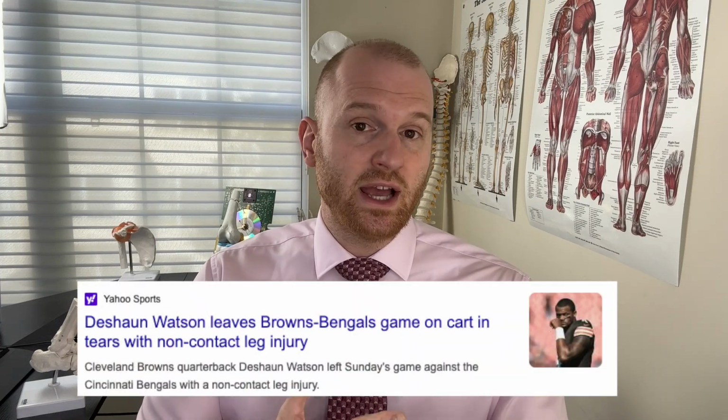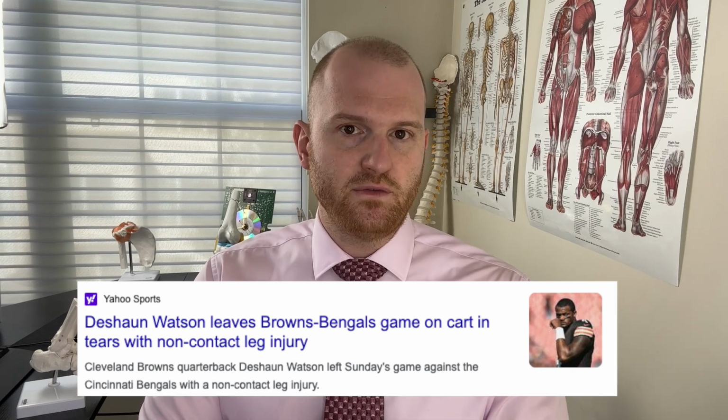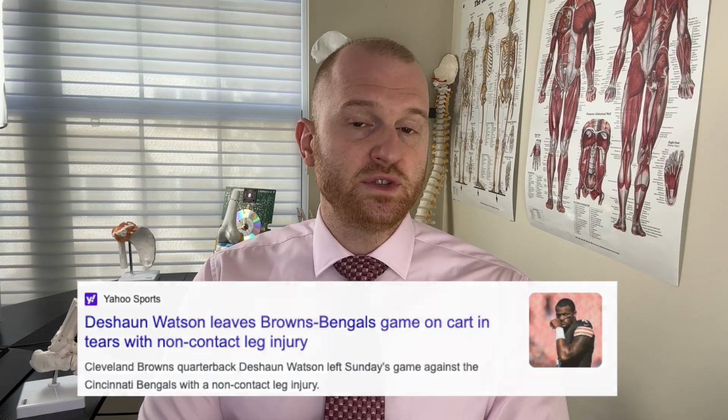Deshaun Watson of the Cleveland Browns suffered a non-contact lower leg injury today that was severe enough that he required to actually be carted off of the field. At the time of this video, we don't know the specific injury that he is in fact dealing with. However, we do know that he has been ruled out for the remainder of the game, and there is a camera angle that looks like we see a recoiling going through his calf musculature.